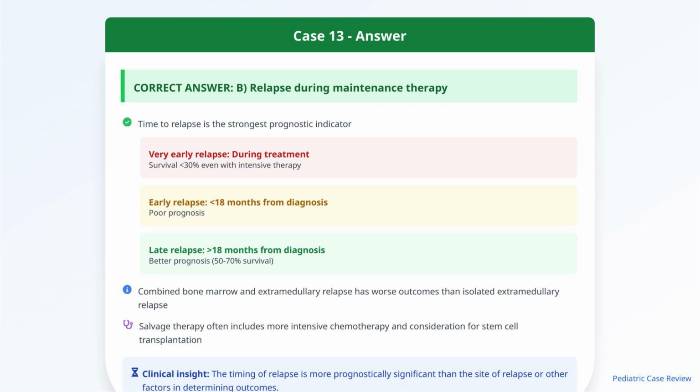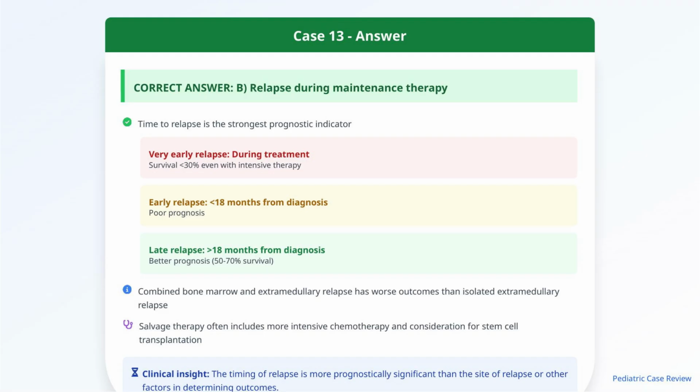Relapse during maintenance therapy represents very early relapse and is associated with the worst prognosis in recurrent acute lymphoblastic leukemia. Time to relapse is consistently the strongest prognostic indicator in relapsed ALL. Very early relapse occurring during treatment indicates highly resistant disease and carries the poorest prognosis, with survival rates below 30% even with intensive salvage therapy.